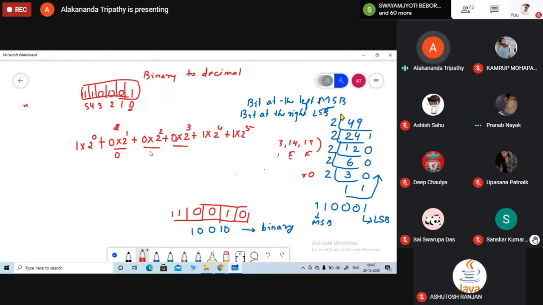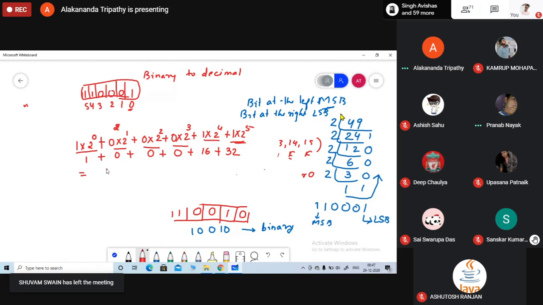So which values are 0 now? Here what will be the answer? 0 0 0 0. Now what will be the answer here? 1 plus 16. Now what will be the answer here? 16 plus 32. Again plus. What will be the answer here? 32, 16, 1. So what is the total answer? 49. You got the answer? Yes, ma'am.